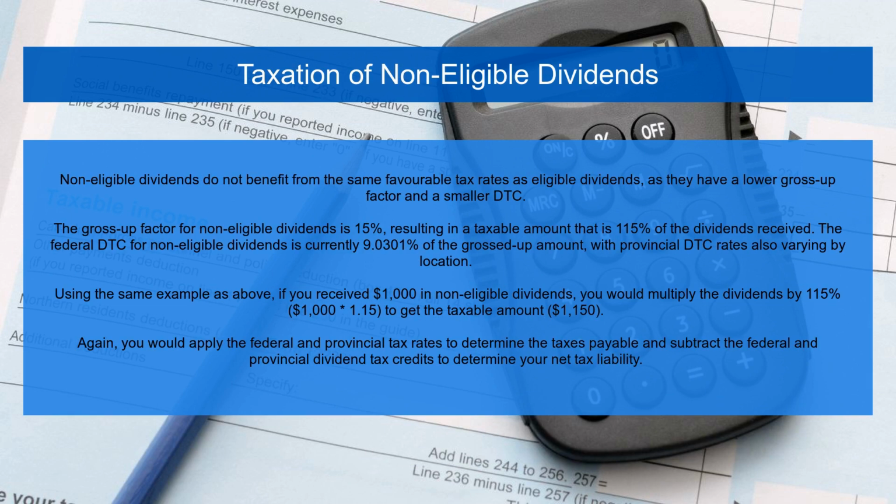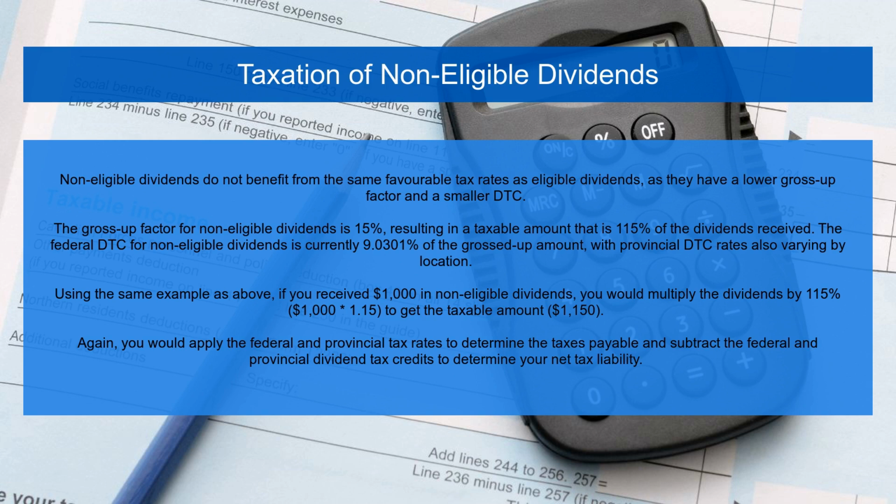Non-eligible dividends do not benefit from the same favorable tax rates as eligible dividends, as they have a lower gross-up factor and a smaller DTC. The gross-up factor for non-eligible dividends is 15%, resulting in a taxable amount that is 115% of the dividends received. The federal DTC for non-eligible dividends is currently 9.0301% of the grossed-up amount, with provincial DTC rates also varying by location.